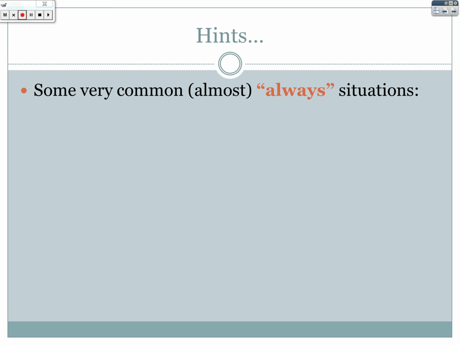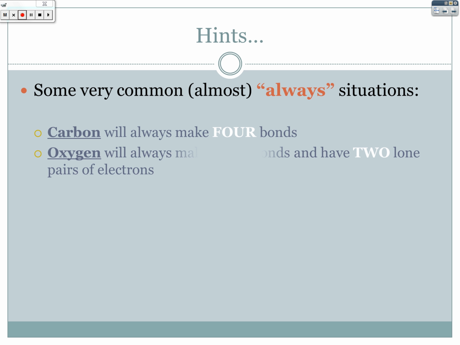So here are some hints. Some very common, almost always situations. Remember, there are always exceptions, but these tend to be typical situations. Carbon will always, and remember when I say always, you have to take it with a grain of salt because there are always exceptions, but carbon will typically make 4 bonds. Oxygen will typically make 2 bonds and have 2 lone pairs of electrons. So it maintains its octet, but it does so by having 2 lone pairs of electrons around it.